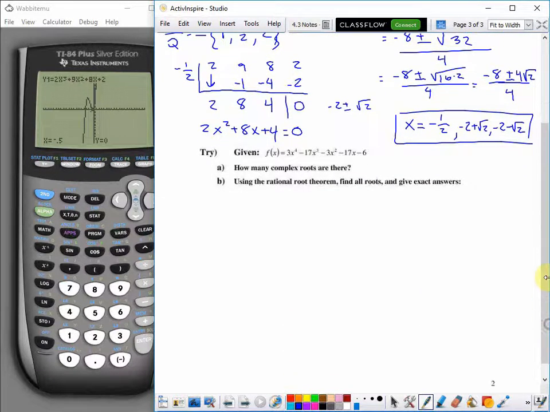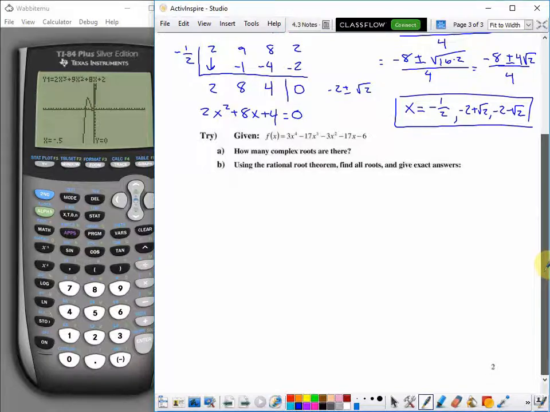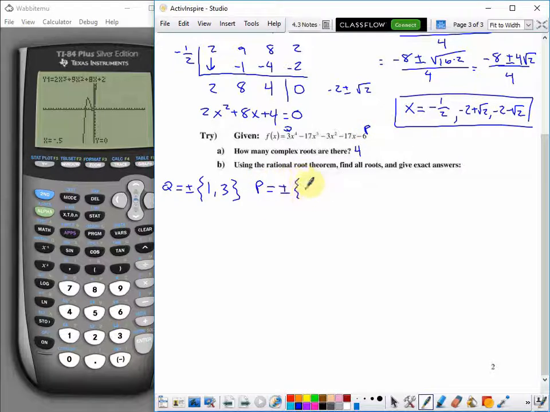Go ahead and pause the video and try this last one. So the last one has a degree of 4. So there will be 4 complex roots. Right, so the q's come from right here. Q is plus or minus everything that goes into 3, which is 1 and 3. And then P is plus or minus everything that goes into 6. 1, 2, 3, 6.